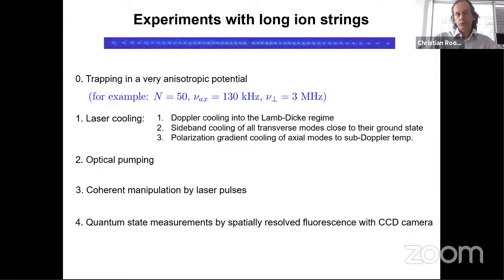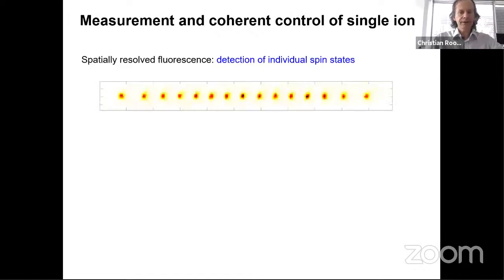Secondly, we want to prepare the electronic state of the ions in a pure quantum state, which can be achieved by optical pumping. And then the important next step is the coherent manipulation of the ions' quantum state by laser pulses. I will spend more time on that. But first I want to mention that we also need to carry out quantum state measurements by spatially resolved fluorescence measurements with a CCD camera in order to read out the quantum state manipulation that was induced by these laser pulses. Now, how do we measure and control single ions?